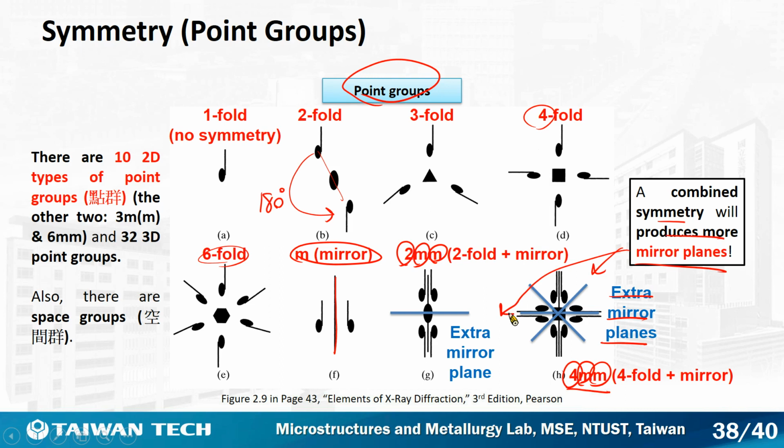So right now we introduced 8 point groups, and actually there are a total of 10 2D types of point group. We still have 3m and 6mm. And also considering 3D point groups, there are 32 types. And also there are space groups. Okay, and these are complicated. We will not introduce them in this course.